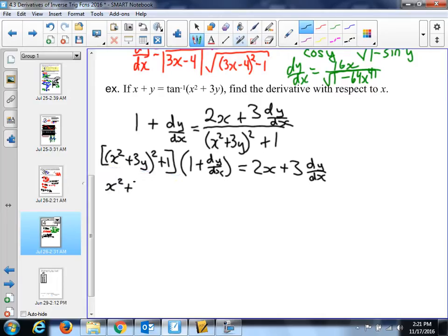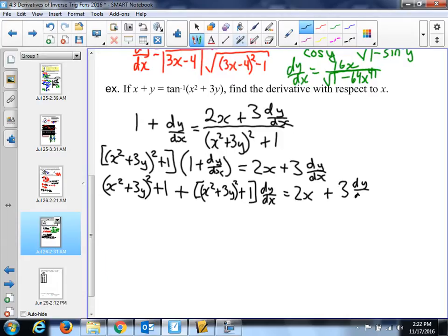So then that becomes x squared plus 3y squared plus 1. So that's the times 1. And then plus, I'm going to rewrite that expression. I'll keep this one in square brackets, though. x squared plus 3y squared plus 1, dy by dx, 2x plus 3 dy by dx. Okay.